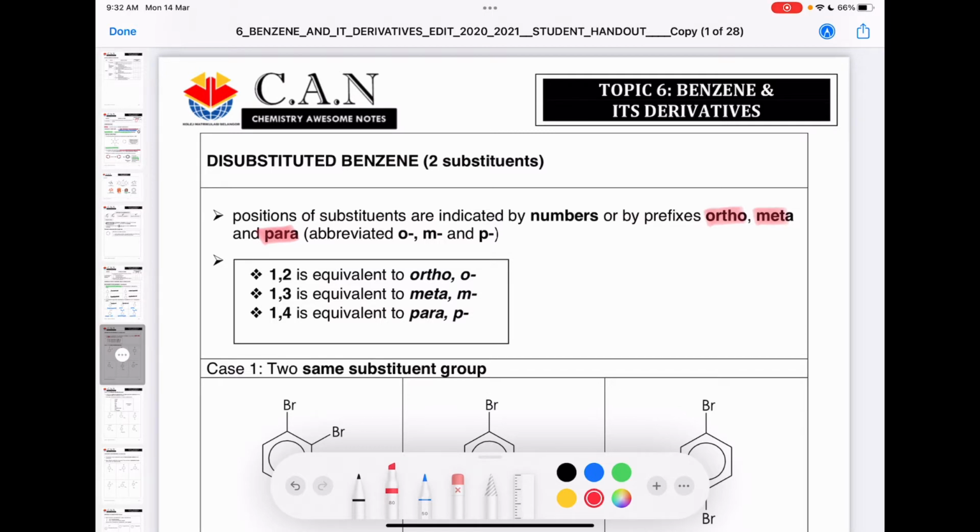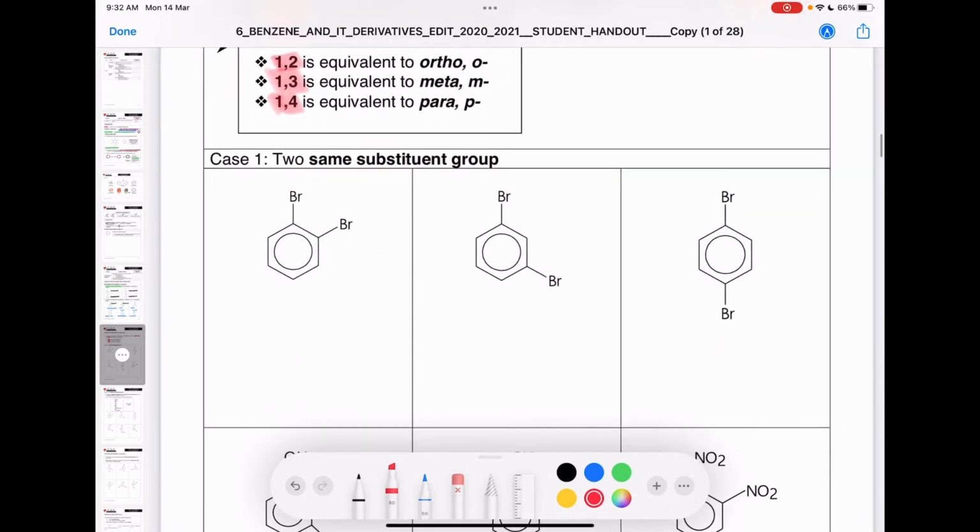So what is ortho? Ortho is basically referring to the location of the 1, 2 carbon. Meta is for 1, 3 and para is for 1, 4. Okay, so how are we going to use these prefixes in the naming? Now let's see the first case, which is where we have the same substituent group.